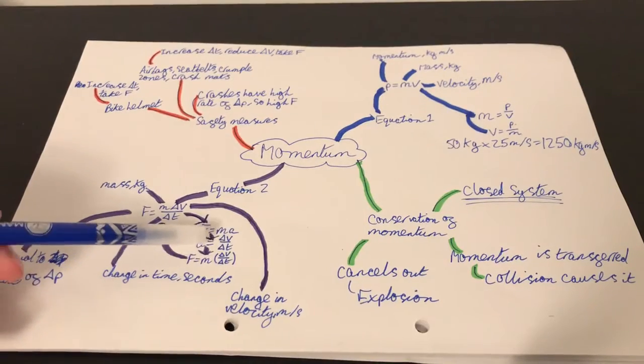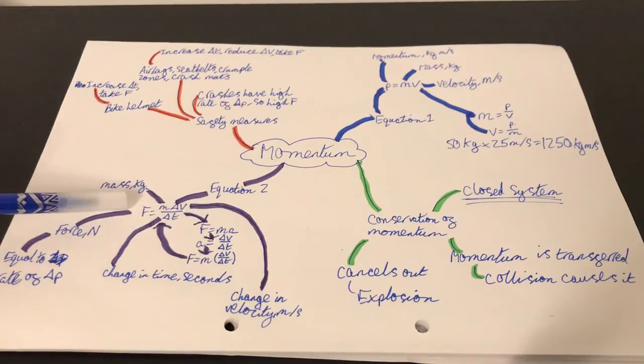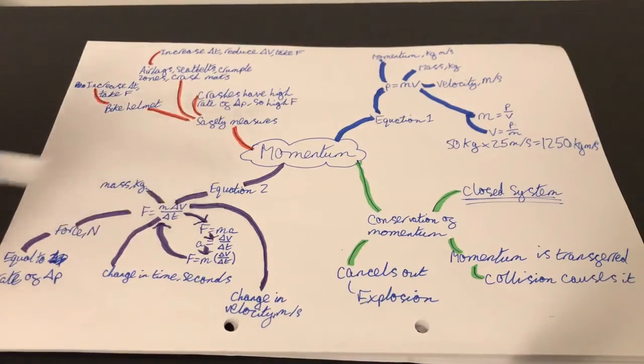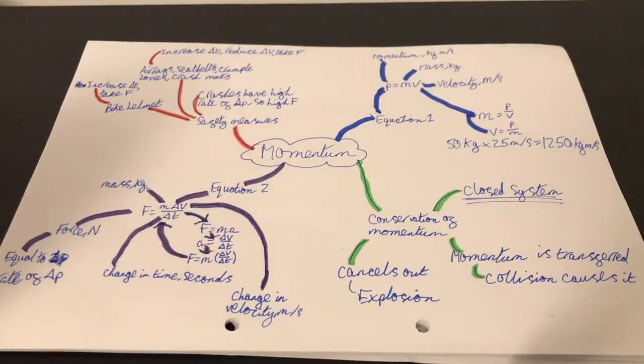And you substitute the a value into this equation, and you get that F is mass times the change in velocity over the change in time. Now, your mass is in kilograms again, your change in velocity, and it's important to note that it's the change in velocity, not the overall velocity, is in meters per second. Your force is in newtons, and your time is in seconds.